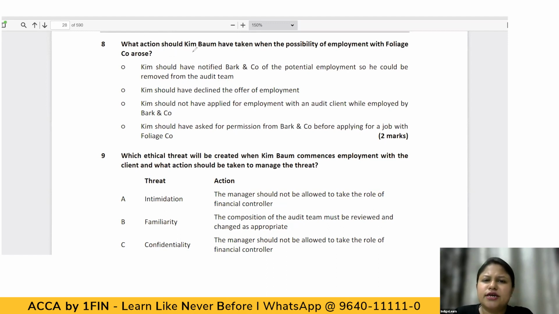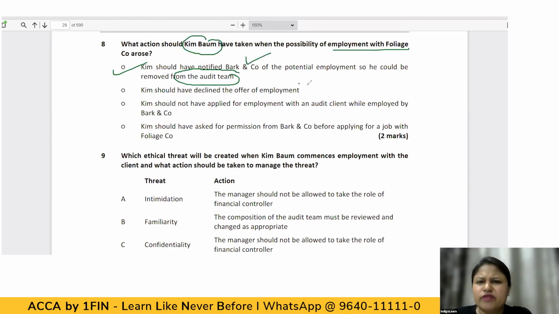Which action should Kim Bond have taken when the possibility of employment with Foliage company arose? Kim Bond has taken employment with Foliage. What should he do? Kim should have notified Bark and Company of the potential employment, so he could be removed from the audit team. Absolutely yes, this only. He should be removed from the audit team. You should inform your employer.